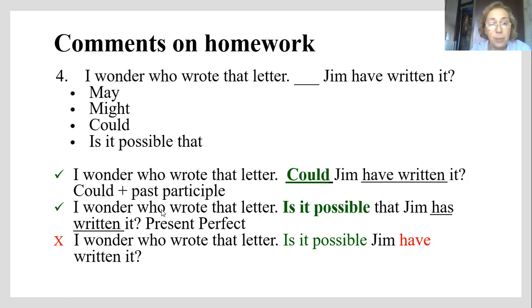If we use is it possible, we use a that clause. Is it possible that Jim has written it? And this verb has written is the present perfect tense. Do you see? That is why, in our sentence, we should have changed have then. So you didn't change have. That is why we can't use this option in this sentence, in this question. It's better to use could.